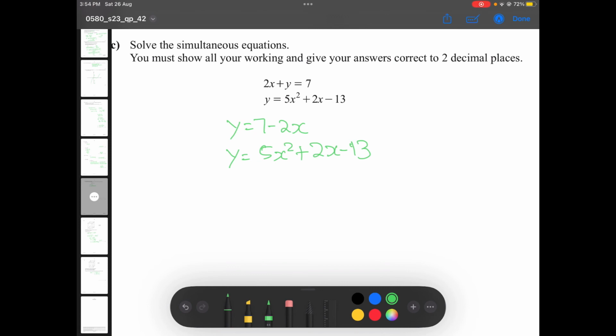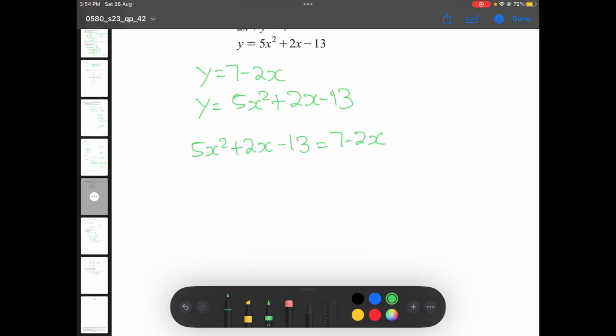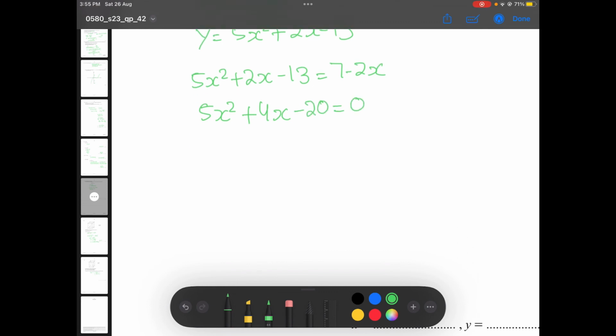Now I know that 5x squared plus 2x minus 13 is equal to 7 minus 2x. So if I do this, 5x squared remains here, plus 2x, we get 2 more, so it can be 4x, negative 13, negative 7, negative 20 is equal to 0. Now we can use the quadratic formula, that is, negative b plus or minus the square root of b squared minus 4ac, over 2a.